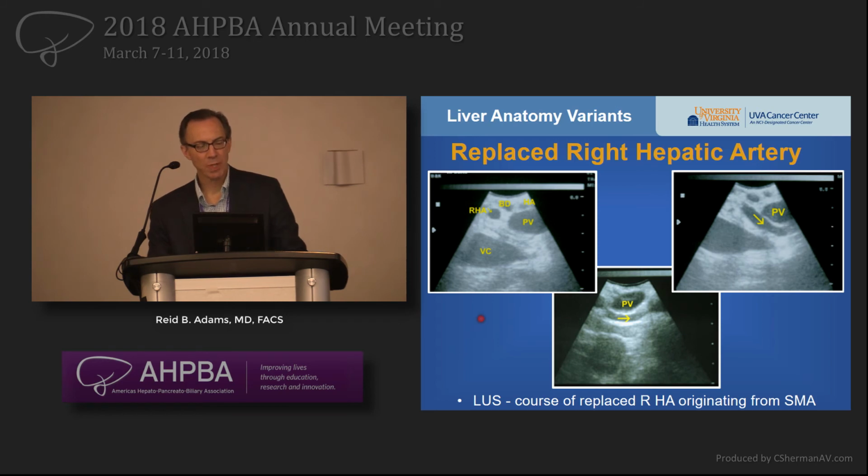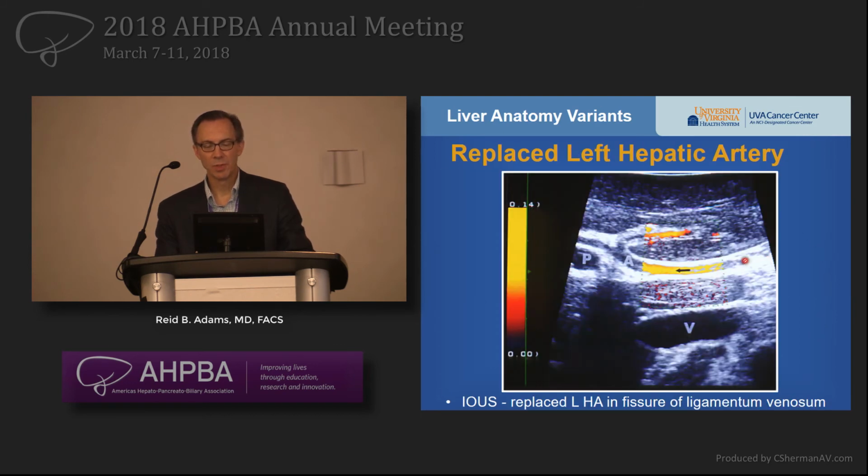This is a laparoscopic ultrasound series of images of a replaced right hepatic artery. You can see the portal vein here, the bile duct, here's the hepatic artery, and then here's an aberrant right hepatic artery. If you follow it down, you can see it passing posterior to the portal vein, and then you can follow it coming from the superior mesenteric artery.